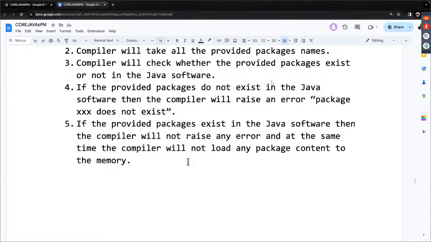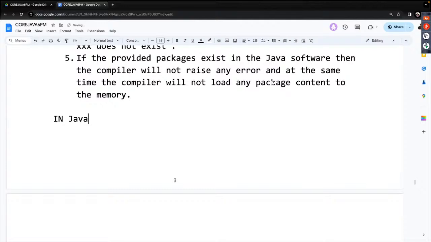Okay. In Java, if the compiler is not loading packages content to the memory, then who will take that responsibility of loading that predefined library to the memory? If the compiler is not performing this, then who will take that responsibility? That we have to understand clearly. Everybody, understand my point here now. Now I'm giving that point to you. Now try to understand it clearly.